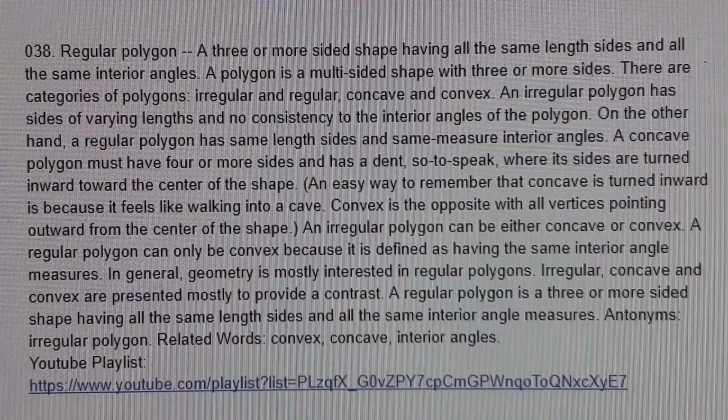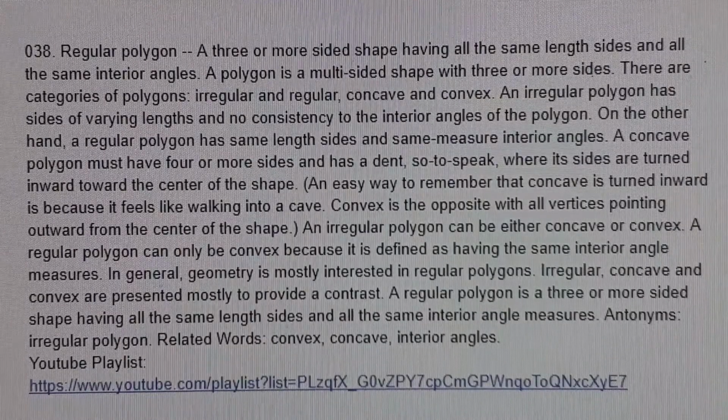Antonyms: irregular polygon. Related words: convex, concave, interior angles.